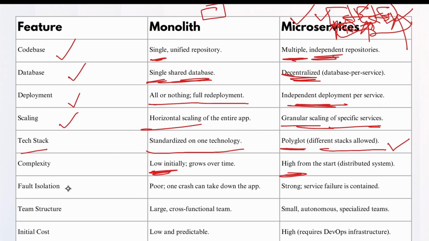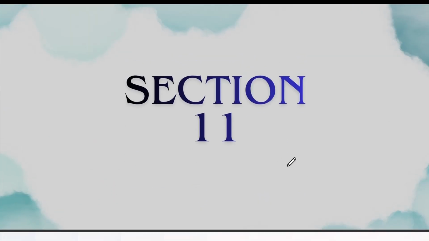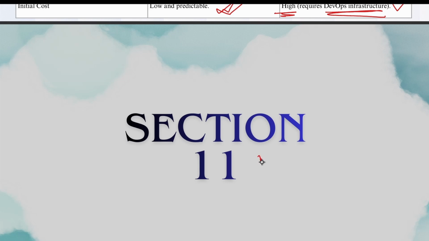Okay, and fault isolation you can read here, and team structure: large cross-functional team versus small autonomous specialized teams. Okay, so cost is predictable and very low cost, while the other requires DevOps infrastructure. You need DevOps teams and all the stuff to maintain this highly available microservices architecture.